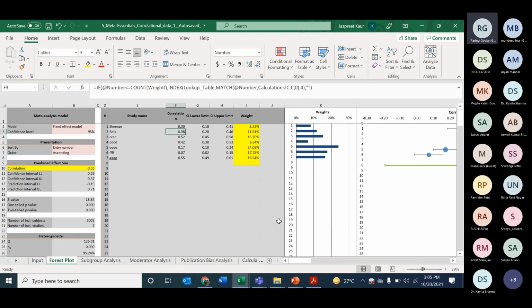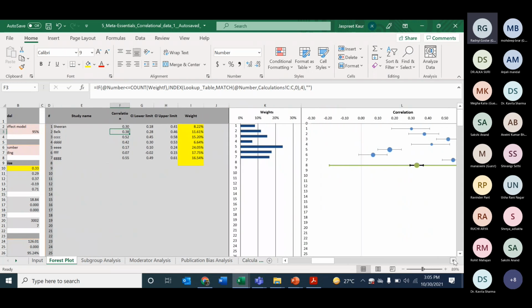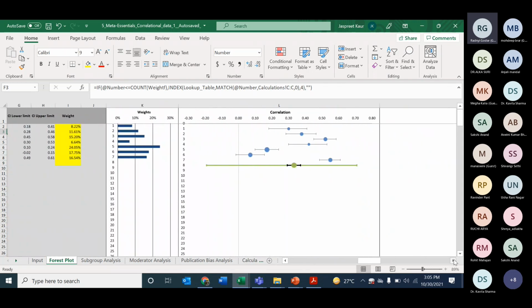Another thing that is very prominent over here is what we call the forest plot. So this is a forest plot. If you go a little right towards the Excel sheet, in the forest plot sheet itself, you will see this forest plot. Now, I'll just tell you how to interpret this forest plot.